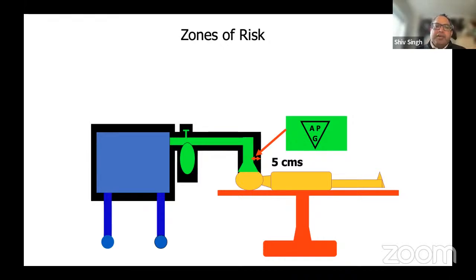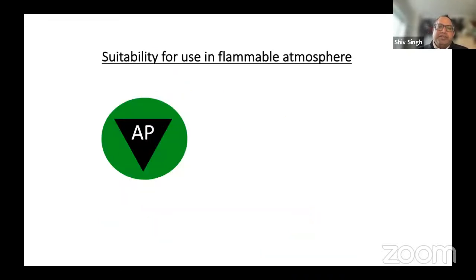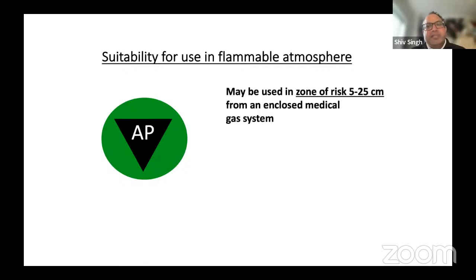But as we go further away, between 5 to 25 centimeters, you can have equipment which is anesthetic proof. That's because as we go further away, the flammable gases get diluted with air, and hence they are much safer to use. So depending on suitability for use in flammable atmosphere, the equipment can be AP. And these can be used in the zone of 5 to 25 centimeters from the enclosed medical gas system.